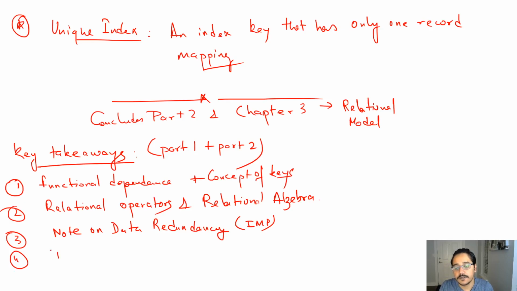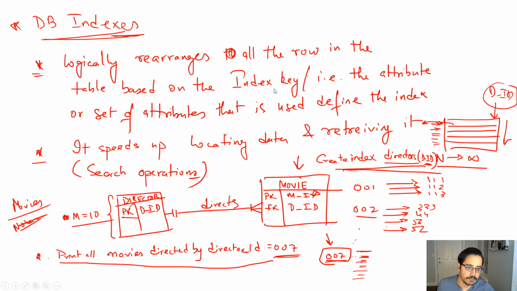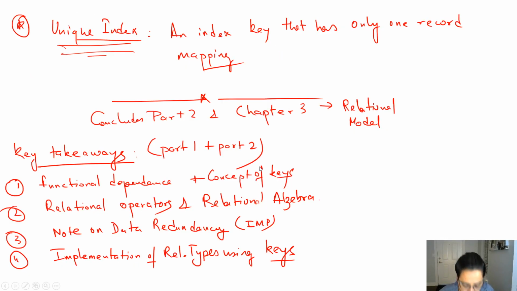And then the implementation of relationship types using keys. In addition to that, we had this index topic, but again, we will revisit it. On an introductory level, you get the idea from this particular example of what indexes are there for and how you can use them. So that concludes chapter 3.